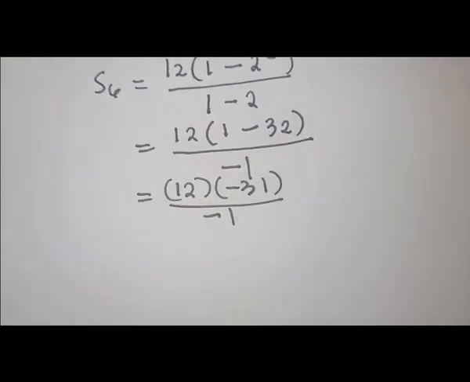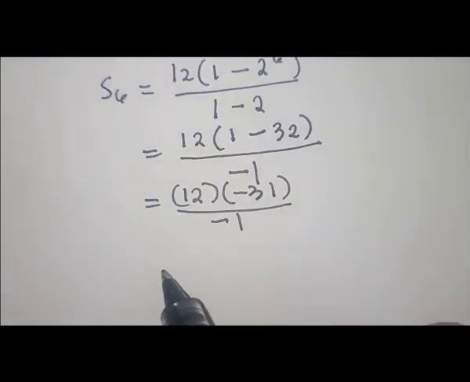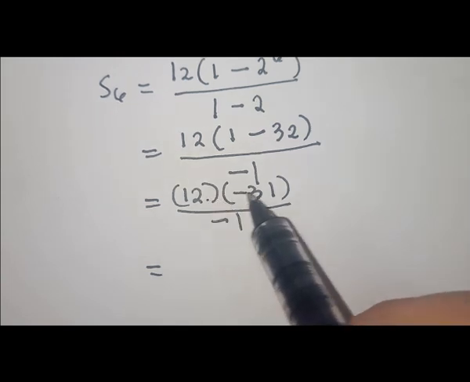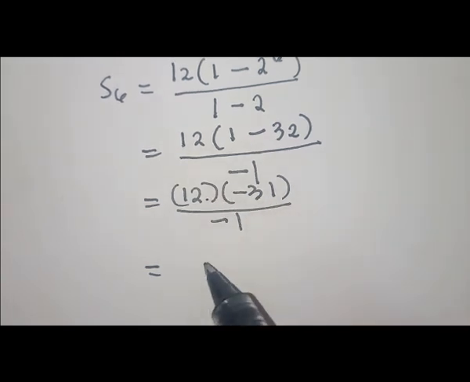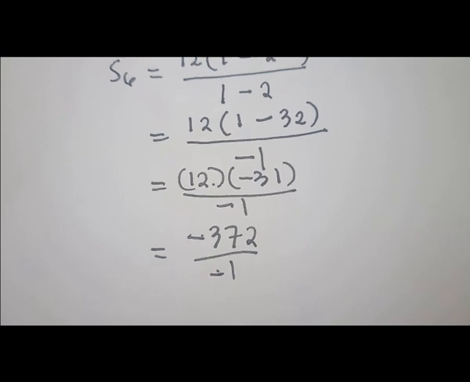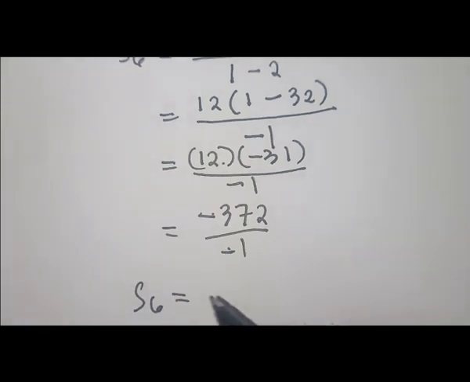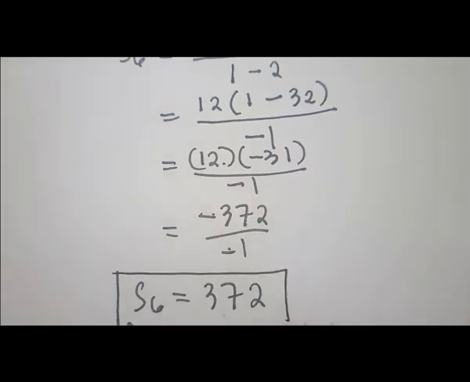Next, what is 12 multiplied by negative 63? Let's multiply the two. 12 times negative 63 will give you negative 756 divided by negative 1. Negative divided by negative will give you a positive. Therefore, the sum of the first 6 terms in the geometric sequence is 756.